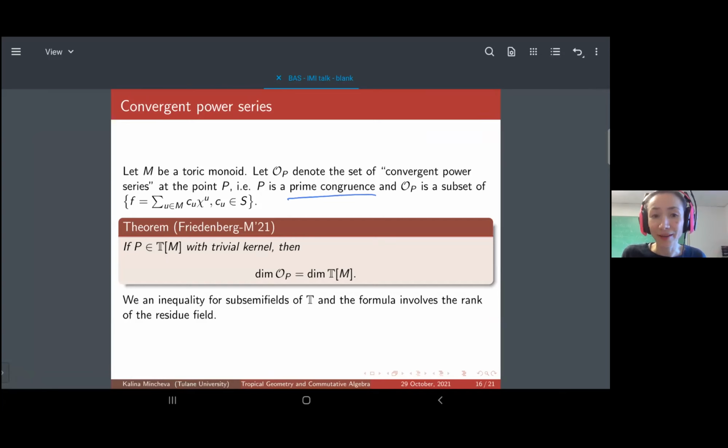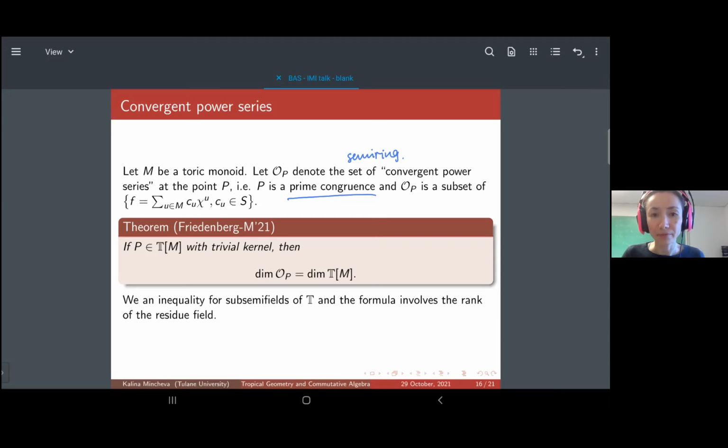And part of the work that I did with Nati says yes, that if P is a congruence with trivial kernel for technical reasons, then the dimension of this local thing, this semiring of convergent power series, it's not just the set, but the semiring, is in fact picked out, and it's the same as the dimension of, in this case, the coordinate ring of this toric variety.